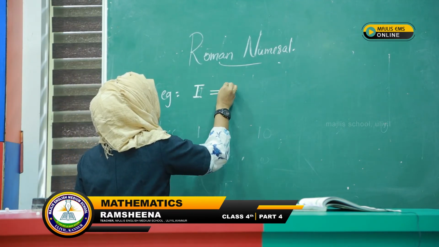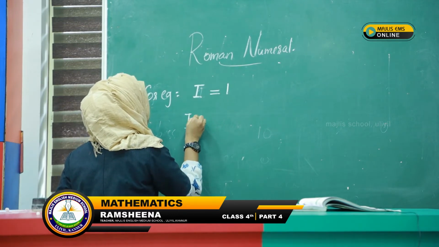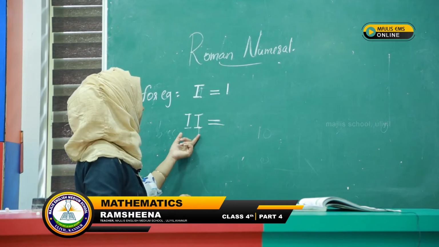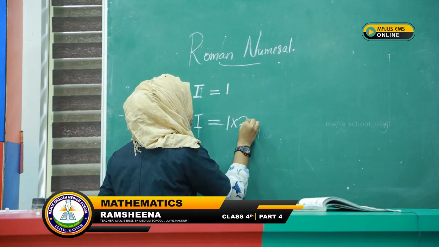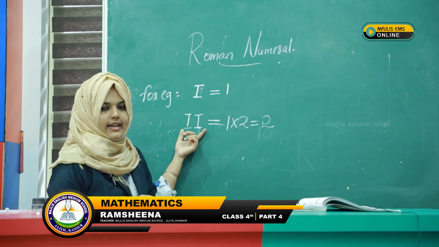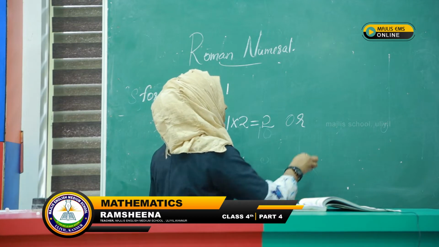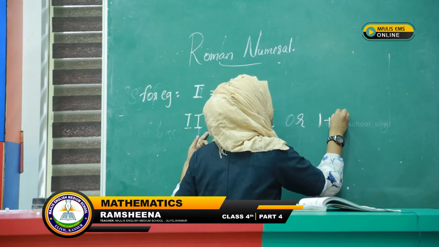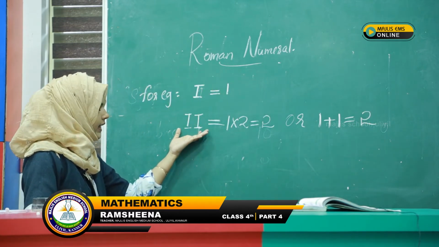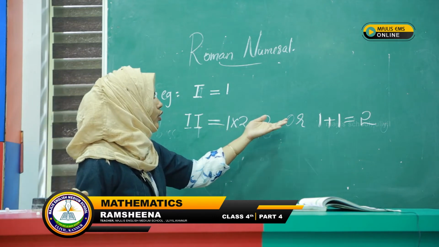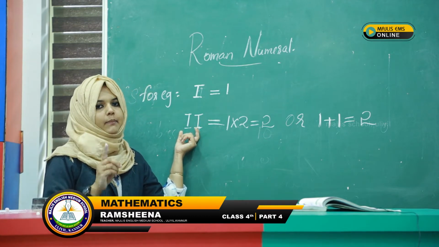the symbol I is equal to 1. Then I I: what is the number? We know 1 into 2 is equal to 2, or 1 plus 1 is equal to 2. I I means the number 2.